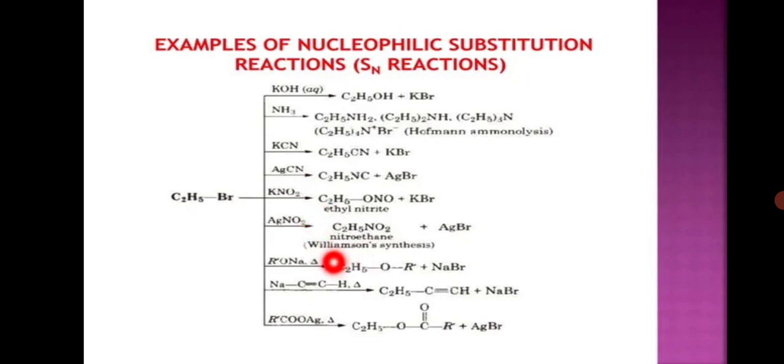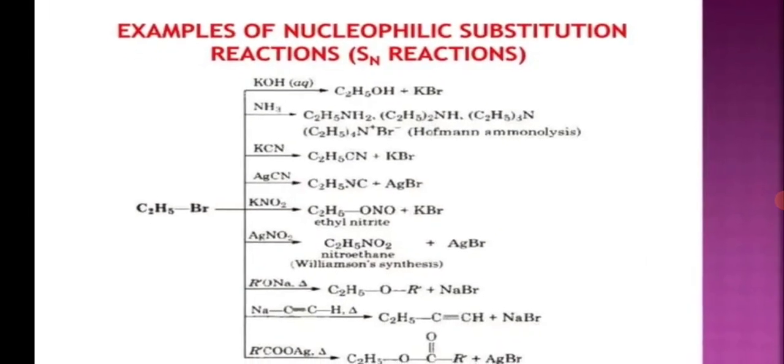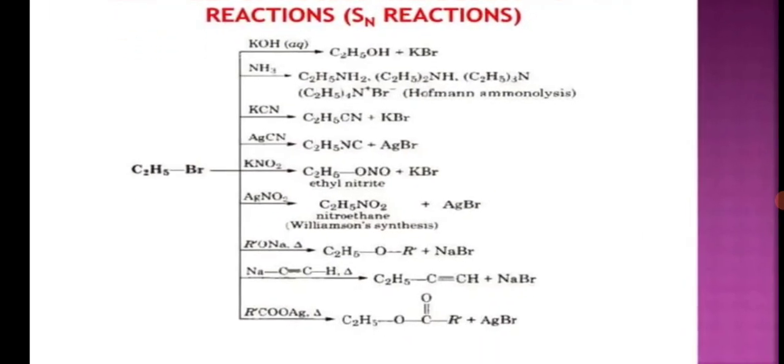Okay, so this reaction is called Williamson's synthesis. This reaction is also called the Williamson synthesis. Next is sodium alkoxide. Here you can see that sodium alkoxide, NaOR, results in the formation of an ether. Sodium combines with this Br and forms sodium bromide. So you will get the ether. Generally, you will get the ether. For example, if you react with sodium ethoxide, you will get diethyl ether.